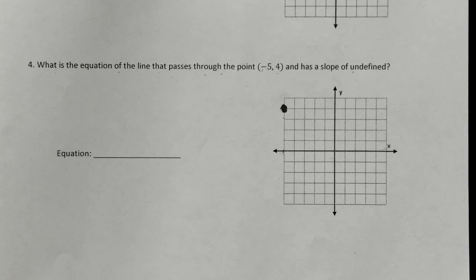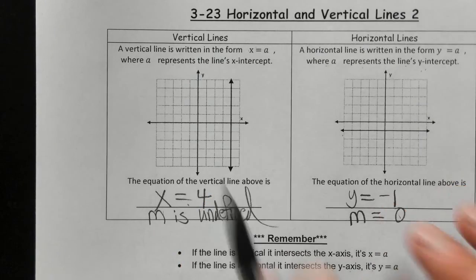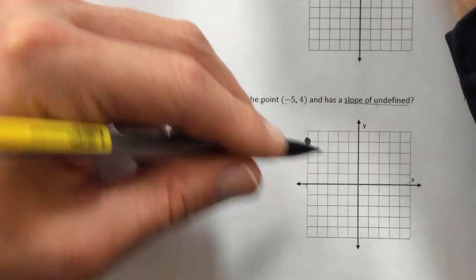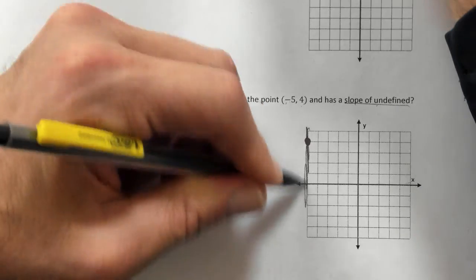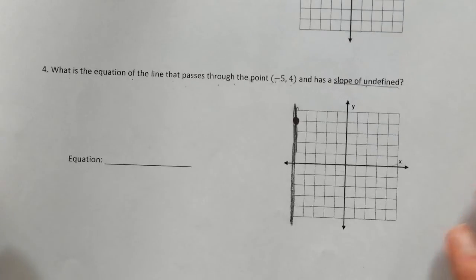Now from here we need to determine what kind of line we have, either vertical or horizontal. We have an undefined slope. So remember, if your slope is undefined, you've got yourself a vertical line. So now I can sketch the graph of this particular line that they want. All right, so undefined slope, it's got to be a vertical line. There's the sketch of the graph.